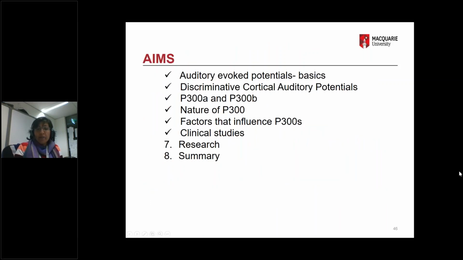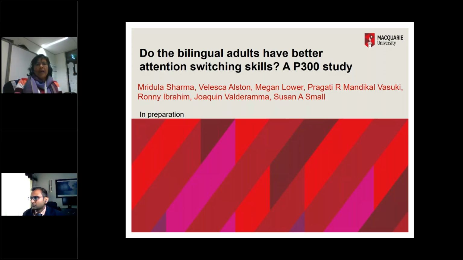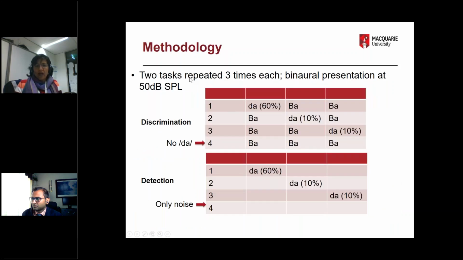That pretty much ends most of what I wanted to say, but I have one study I wanted to highlight, where we wanted to see: do bilingual adults have better attention switching? I'm going to show you this data, it's a little complex. We looked at DA, and we did it again in the presence of noise, at 10 dB SNR. We presented two tasks. One was discrimination and the other was detection. I was really trying to capture both P3A and B.